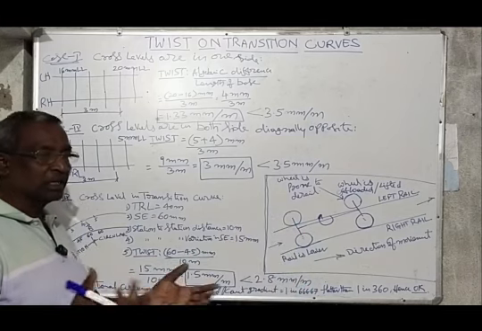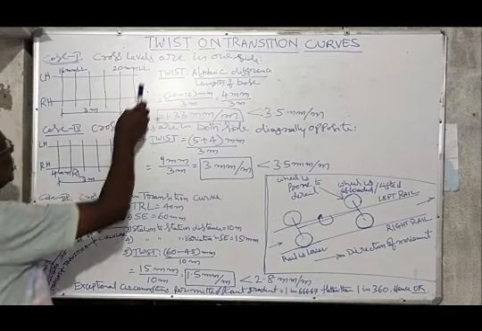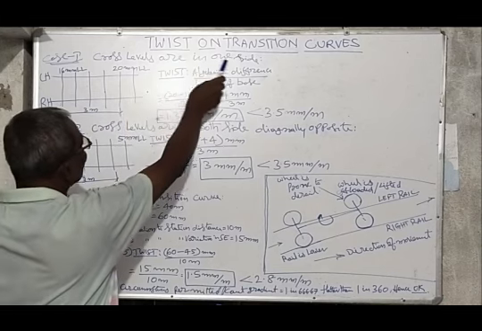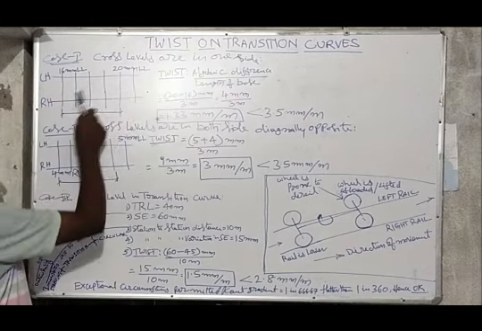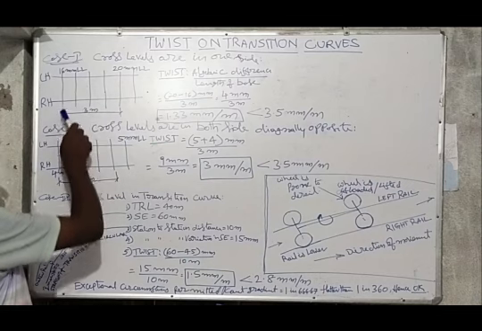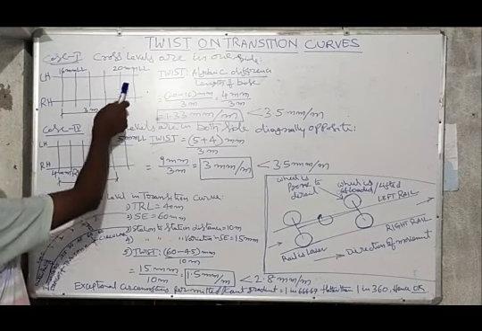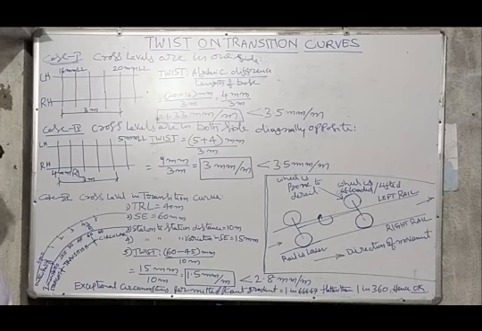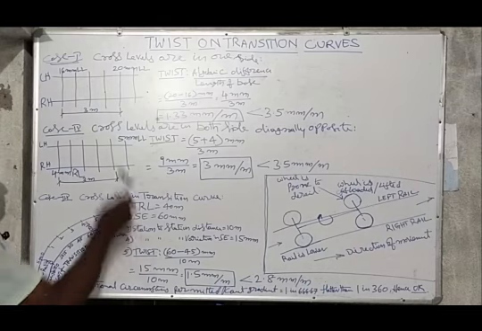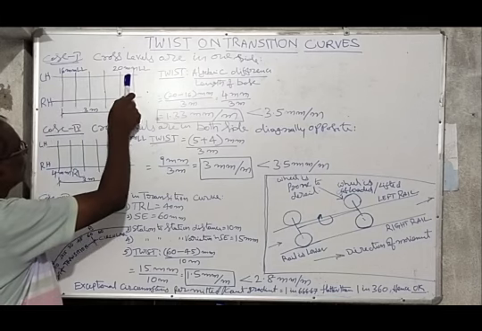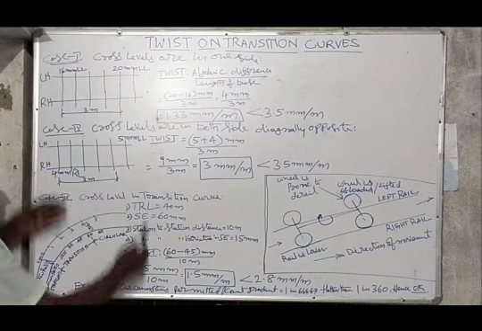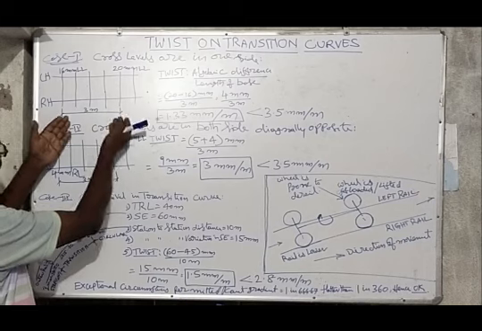For which there are three cases. Case 1, cross levels are on one side. This is the left side rail, this is the right side rail. Every fifth sleeper, levels are measured. So that is 5 into 0.63 meter. Left side 16 mm left low. Next, fifth sleeper 20 mm left low. So that is the base of 3 meter.